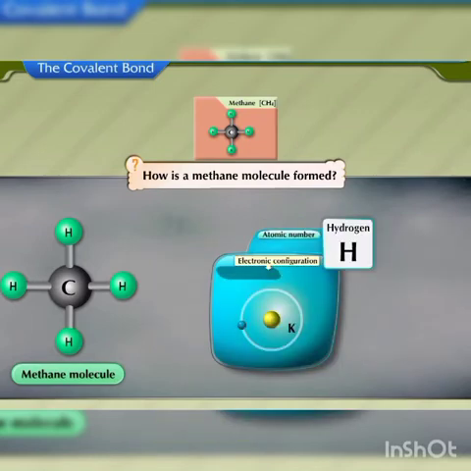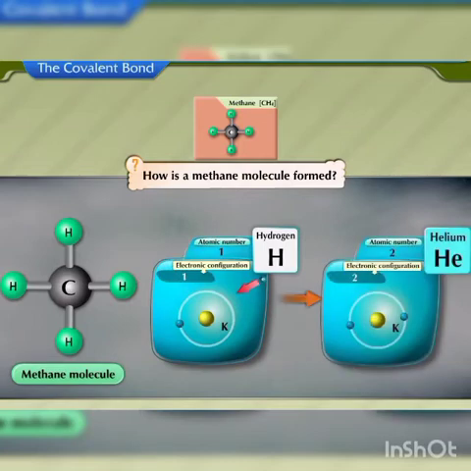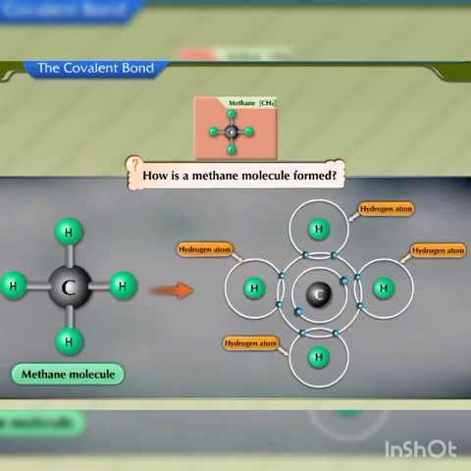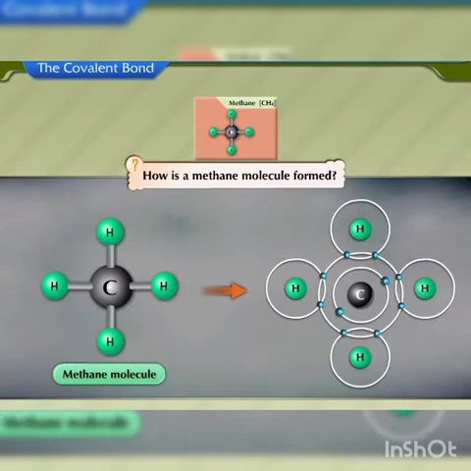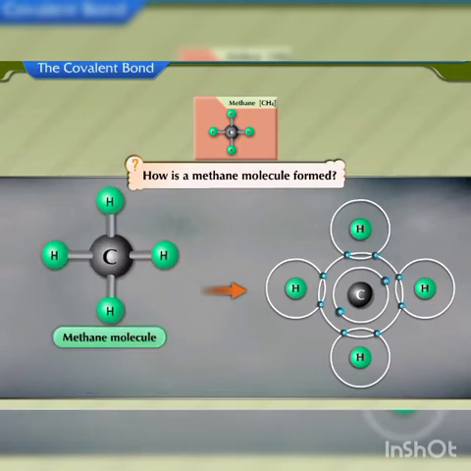The atomic number of hydrogen atom is 1. Hydrogen atom has 1 electron in its outermost orbit. It requires only 1 electron to attain the inert gas configuration of helium. If 4 such hydrogen atoms share their lone electron with a carbon atom, then each of the 4 hydrogen atoms can complete their duplet state and the carbon atom can also complete its octet state. In this way, 1 carbon atom and 4 hydrogen atoms combine to form a methane molecule.